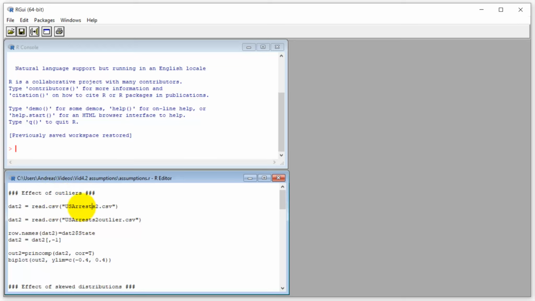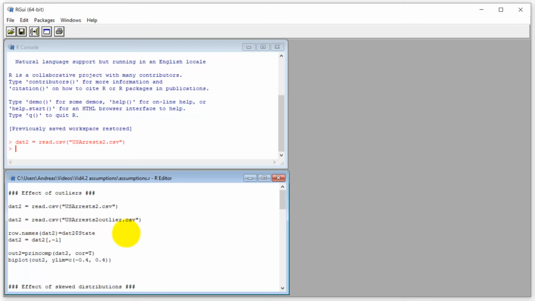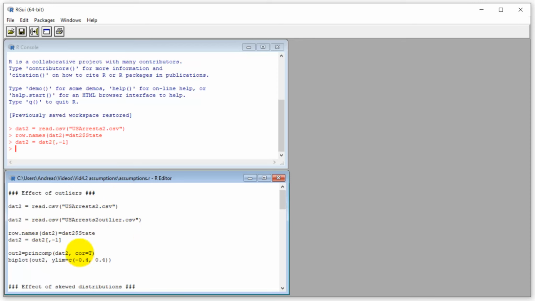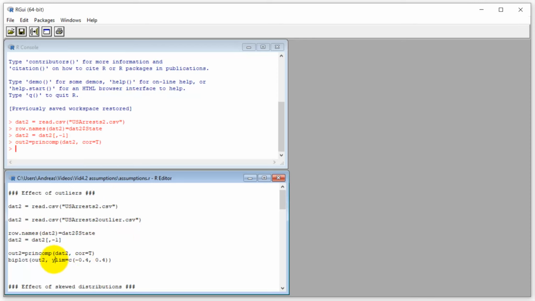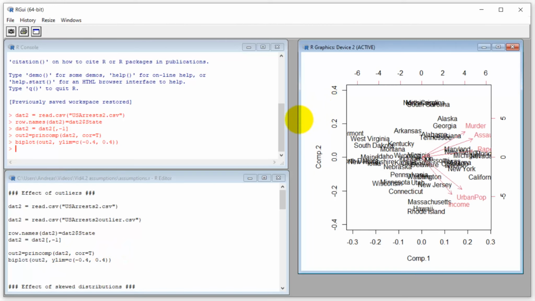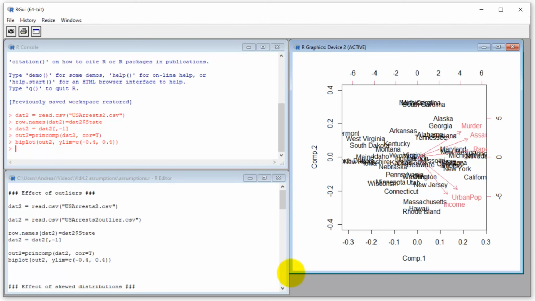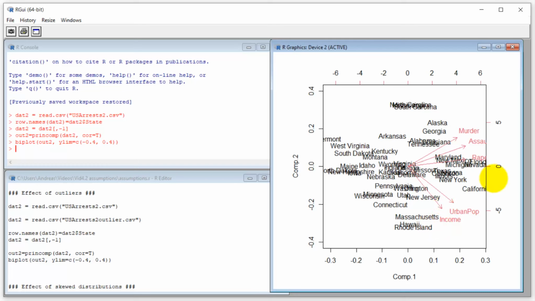So let's go back to our previous example. I'm just importing the US arrests data here, and I'm going to run the principal component analysis and do a biplot. And you are probably familiar with this by now. We have two major dimensions here at right angles. We talked about this before, so that's nice.